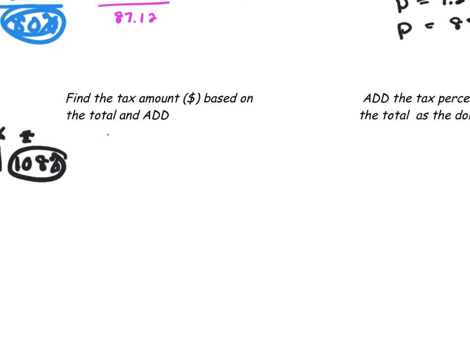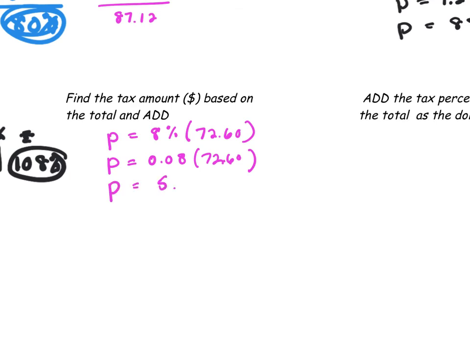So we're now going to go back and find the tax, the part based on what they gave us. 8% is the tax amount, but we have to go back to the original service charge of $72.60. So we're going to find the part. Again, divide 8 by 100, and you'll get 0.08 times $72.60. So pause and use your calculator, please. So on the calculator, we get 5.808.